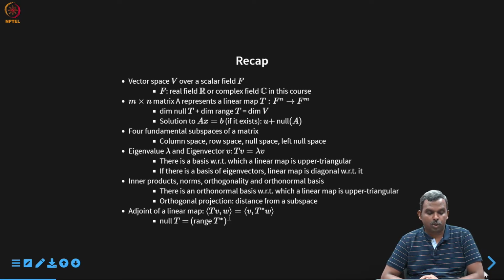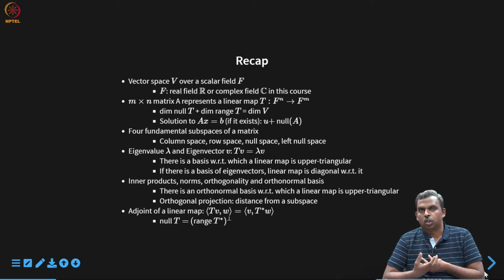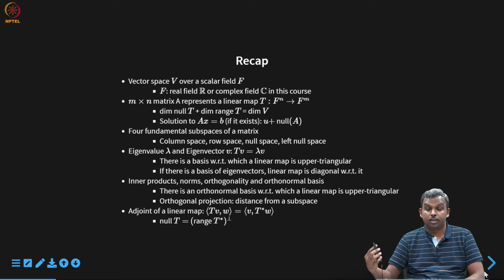And just last week we looked at the adjoint of a linear map, which is a map that connects the inner products from V to W. If you have a linear map T from V to W, the inner product of TV and W, and of V and T star W, are the same. So this linear map, the adjoint, nicely connects them. And then there was the nice relationship that the null space of T and the range of T star are orthogonal complements of each other. So that picture is important. We'll dwell on this a little bit more as we study more in this lecture.